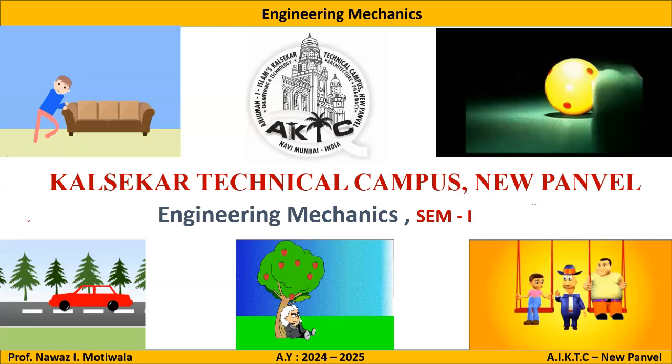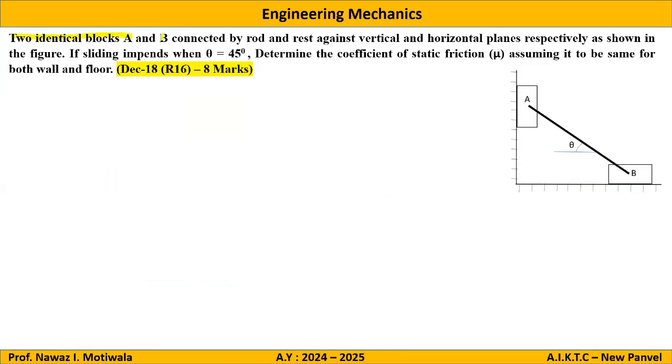Welcome, students. Let us continue our discussion on the topic friction, wherein we were discussing connected bodies. Proceeding forward to the next question, which says two identical blocks A and B connected by a rod and rest against a vertical and horizontal plane respectively, as shown in the figure.